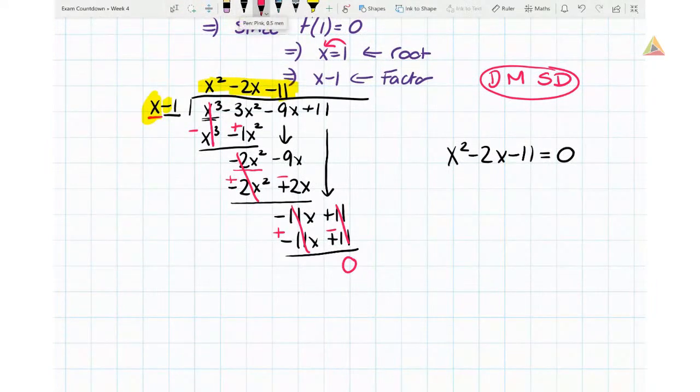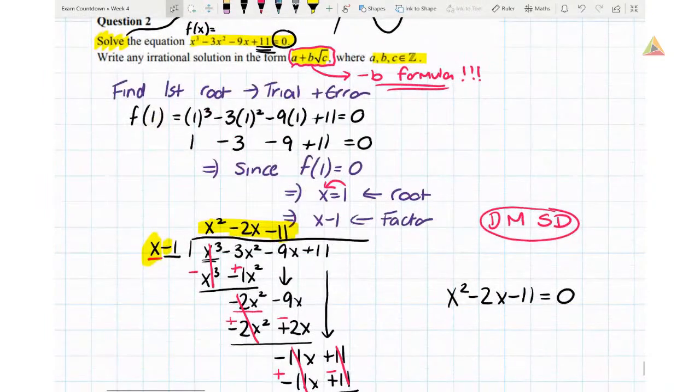And remind ourselves, this time we cannot use guide number. Why? Well, remind ourselves of the question. They told us that our answers will be irrational. In other words, they're going to be a surd in this case, in the form a plus b root c. Don't let this language in the question put you off, okay? Basically, you see a surd, there's your hint to use the minus b formula.